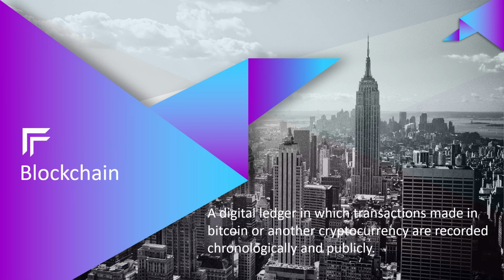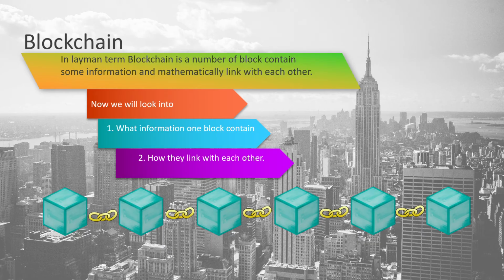So, in very layman terms, what is blockchain? In blockchain, there are some blocks. They contain some information, and all these blocks are linked with each other. You can refer to the image below. There are several blocks, and somehow they are linked to each other. In future we are going to look into what information this block contains and how they are linked with each other.